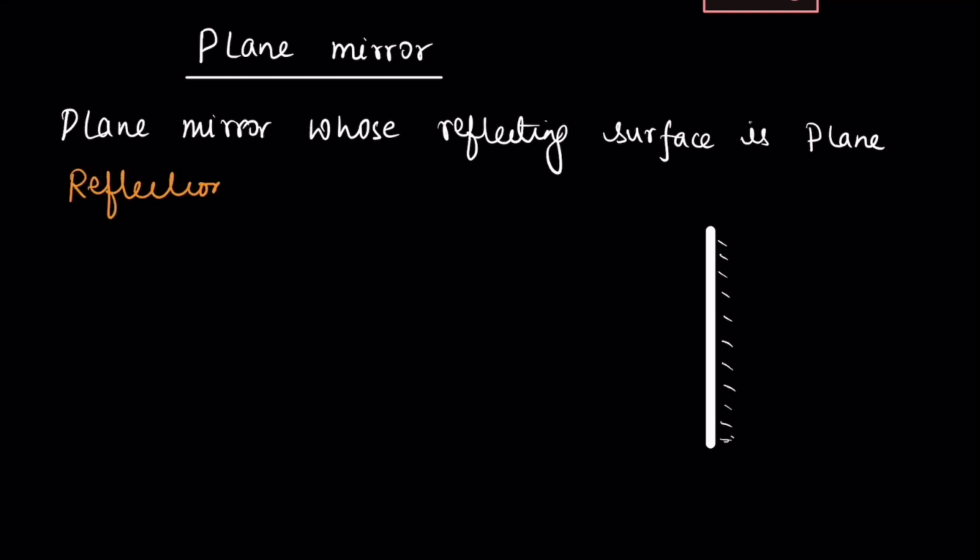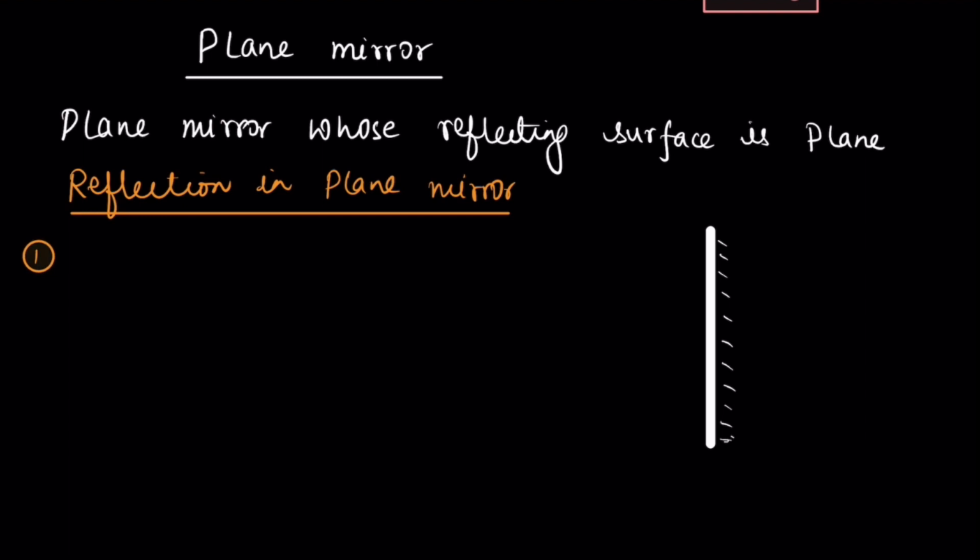So let's get an idea how reflection takes place in a plane mirror. Reflection in a plane mirror. The first example we take is through a point source.